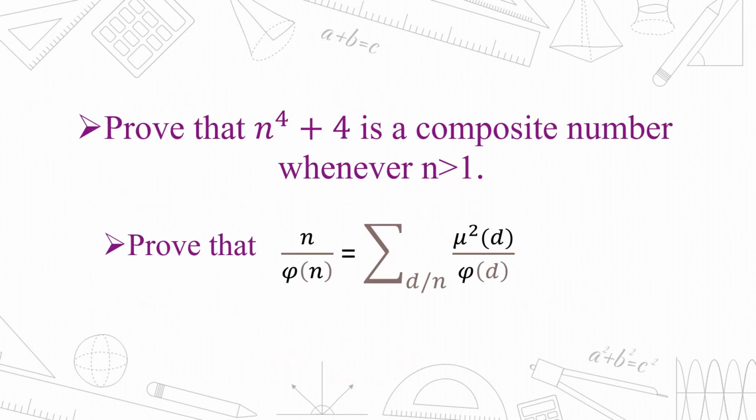With this, we got to know how to prove n to the power 4 plus 4 is a composite number whenever n is greater than 1, and also we know how to prove n by phi of n is equal to summation d divides n mu square d divided by phi of d.